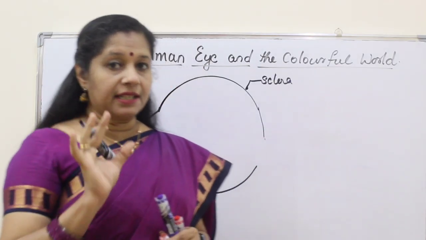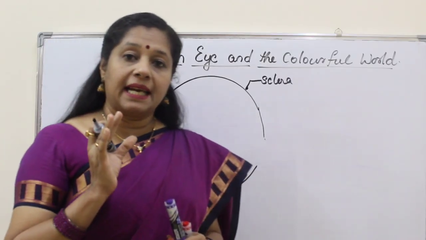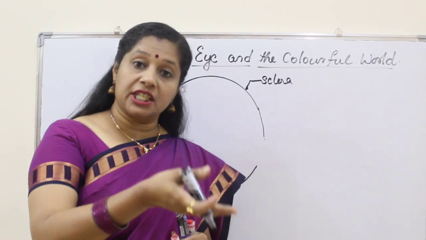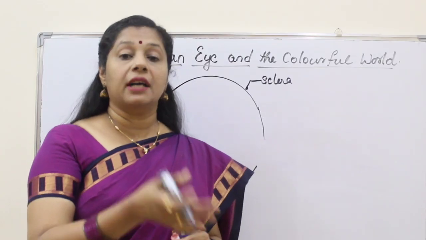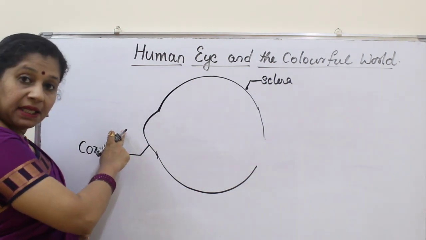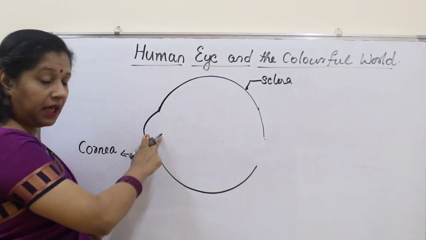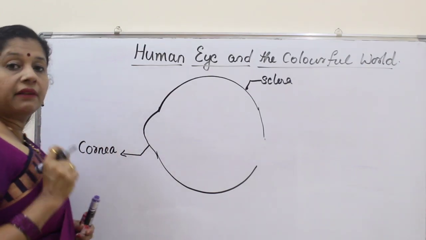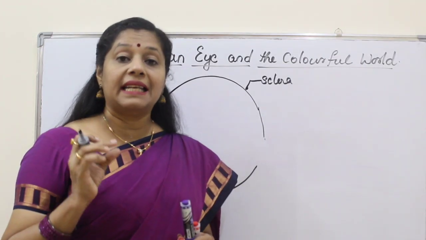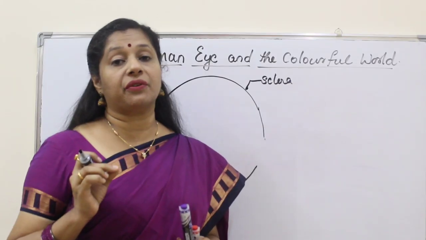But the main function is to refract light. So we know refraction means what? When light enters from one medium to the other, its velocity and direction change in the next medium. Here also, when the light is entering the eye, it is going from a lighter medium, an optically rarer medium, air, to the cornea. Of course, at this surface the refraction will happen. So the main refraction, or the first refraction of the light entering the eye, happens in the cornea. The cornea is the outermost bulged portion of the eye.